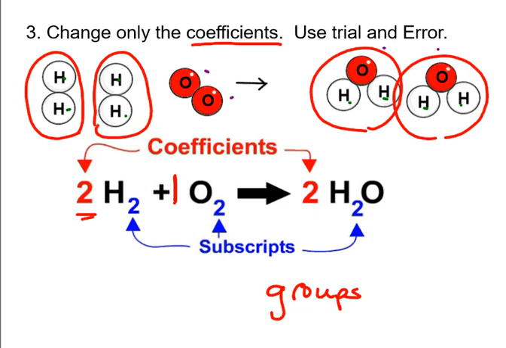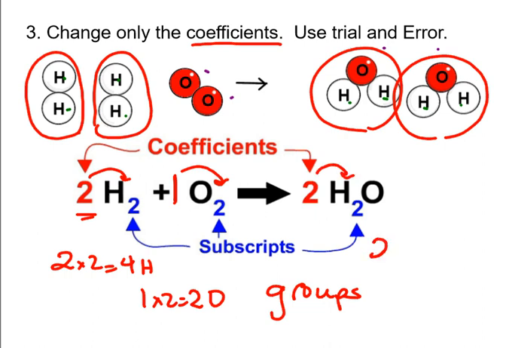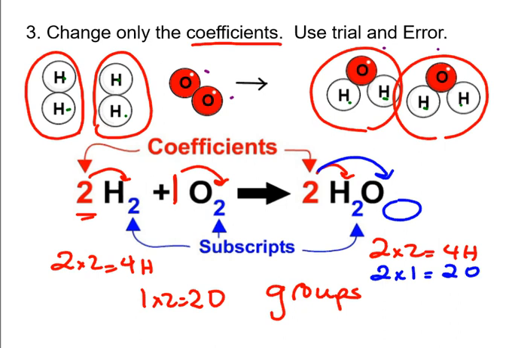When I say they're a multiplier, it means that I've got 2 groups of 2, or 2 times 2 equals 4 hydrogens. 1 group of 2, 1 times 2 equals 2 of the oxygens. 2 groups of 2 equals 4 of the hydrogens, and because there's no number here after the oxygen, we again assume it's a 1. 2 groups of 1 equals 2 of the oxygens. In this case, we're noticing that the equation is balanced.